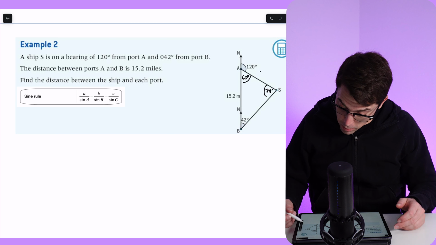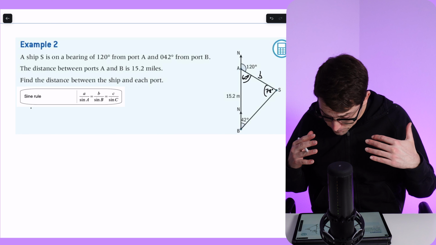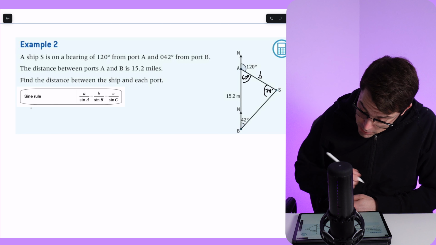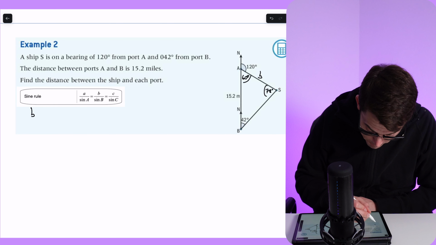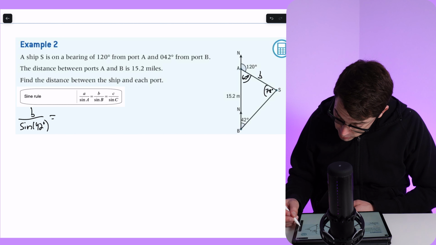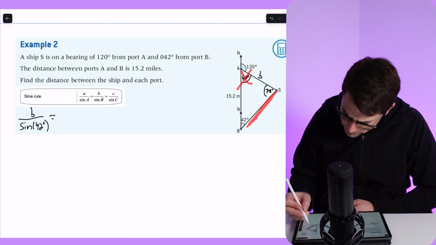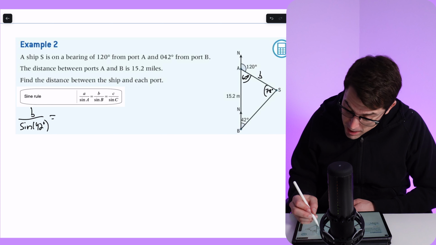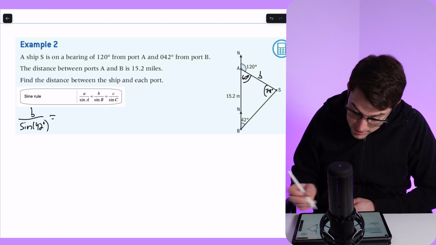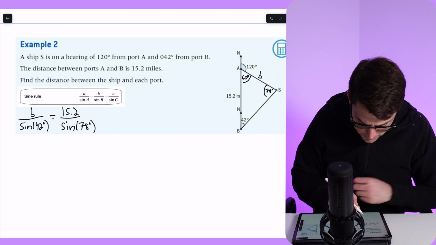Let's say I want to solve for, I'll call this little b. Let's say I want to find that distance. So what I would do is have that distance be all over the sine of 42 degrees. That is going to be equal to, again, I don't actually know what this length is yet, meaning that this 60 is kind of irrelevant for this step of the problem. I have to use 15.2 and 78 because those are the corresponding ones. So let me put in 15.2 all over the sine of 78 degrees.